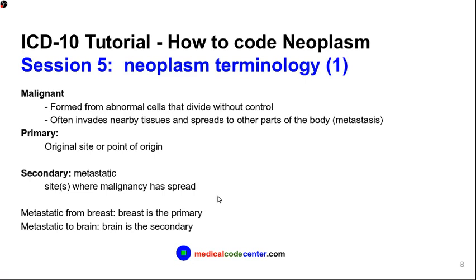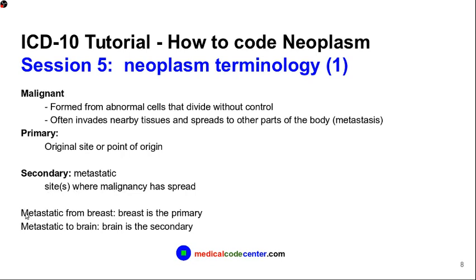So we will explain what all those 6 types mean here. Malignant means the neoplasm is formed from abnormal cells that divide without control. Often it will invade nearby tissues and spread to other parts of the body. This is called metastasis. Primary means it's the original site or point of origin for the neoplasm. Secondary means the metastatic site, where malignancy has spread.